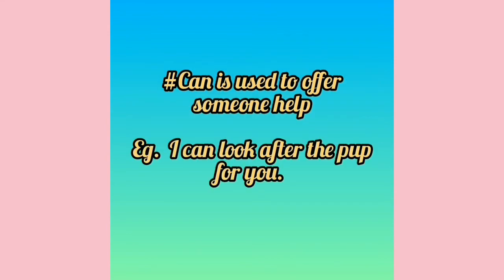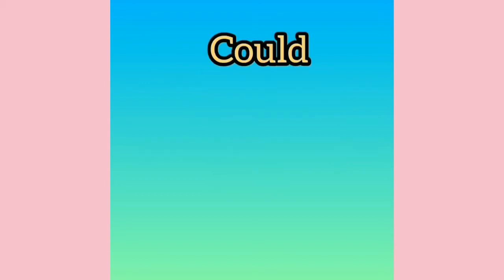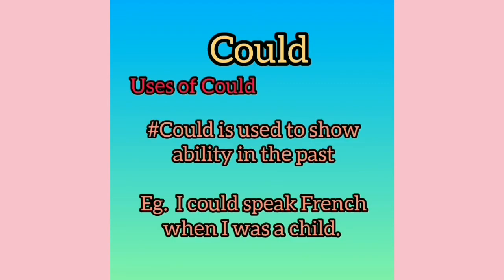The next use of can is to offer someone something. For example, I can look after the pup for you. The next modal auxiliary is could. Could is used first to show ability in the past. Now, could is the past form of can.